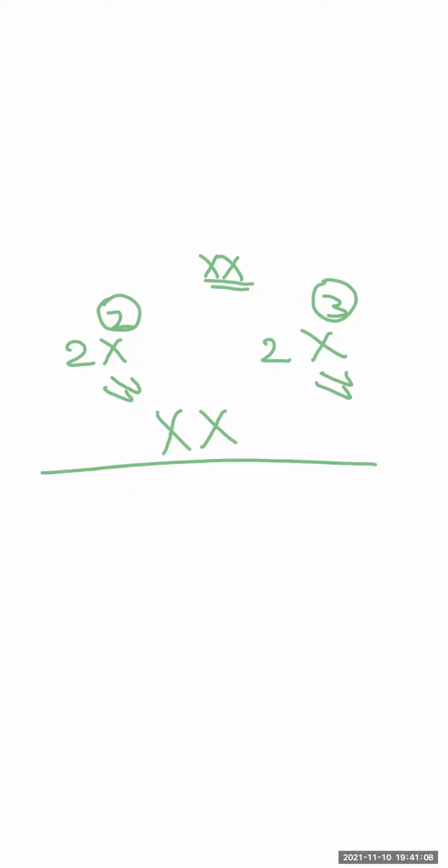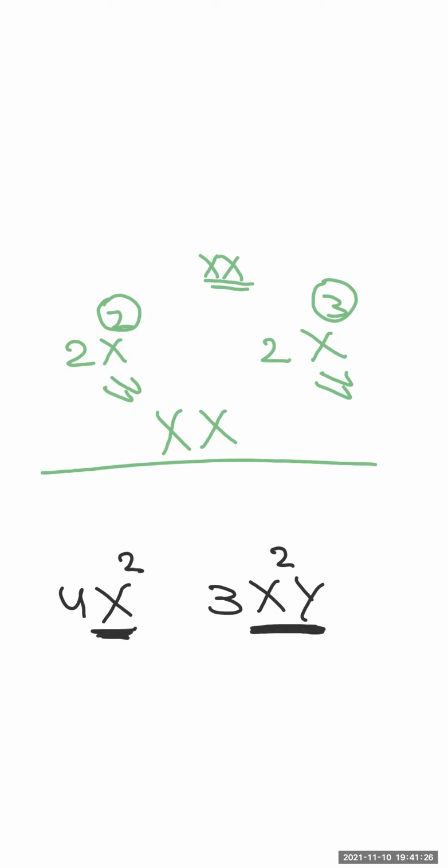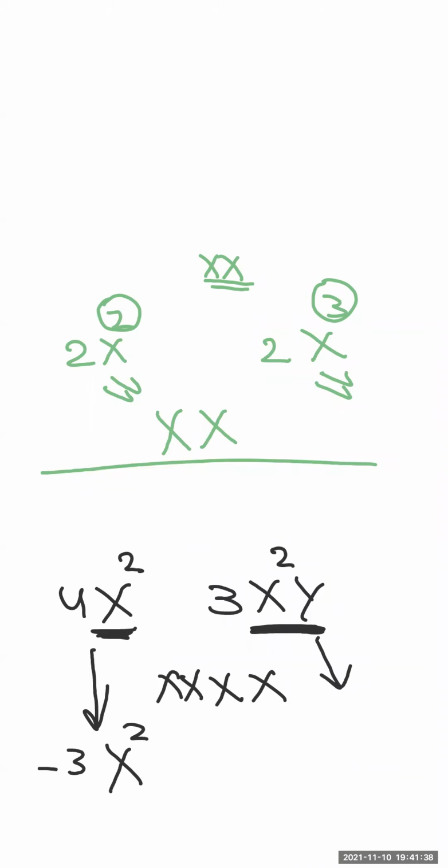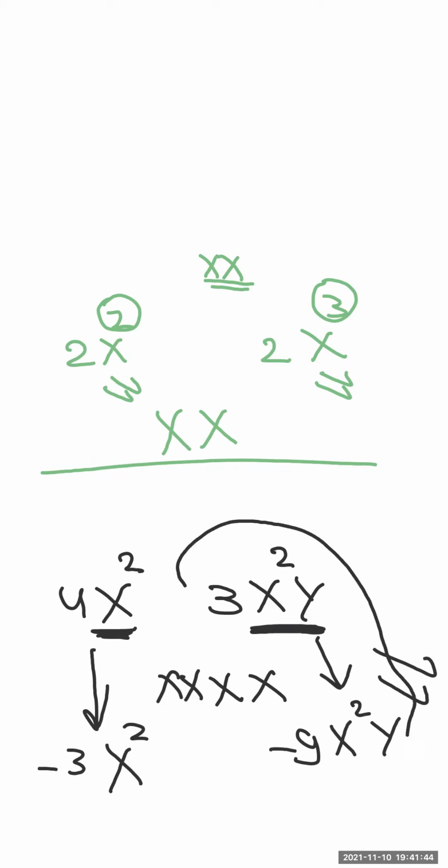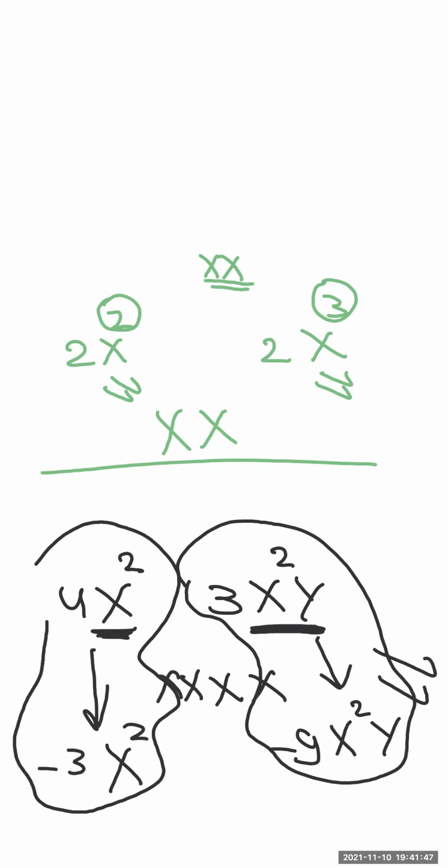Okay, another example for unlike terms like this, 4x squared and 3xy, or even 3x squared y. They are different. Why? Because here the variable is x squared, but here x squared y, so they are unlike. Okay, if they will be like for x squared and for example negative 3x squared, if it's like this, negative 9x squared y, so in this case this will be two like terms, and this also will be two like terms.